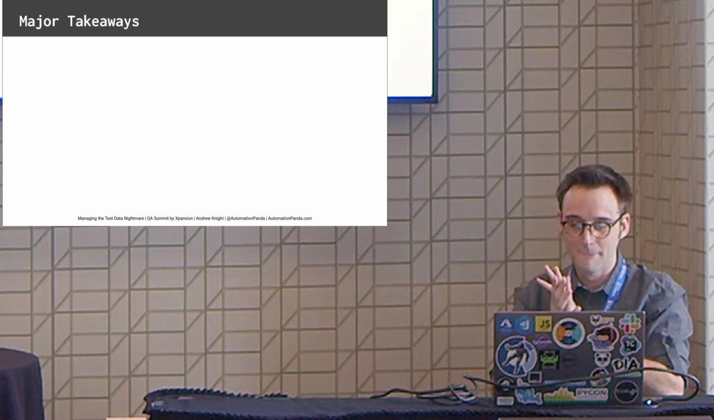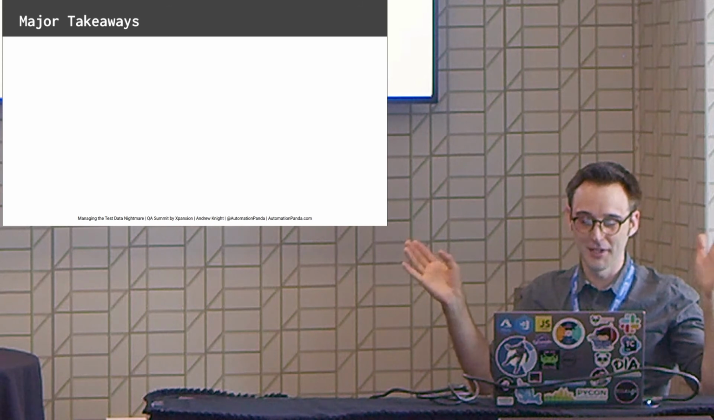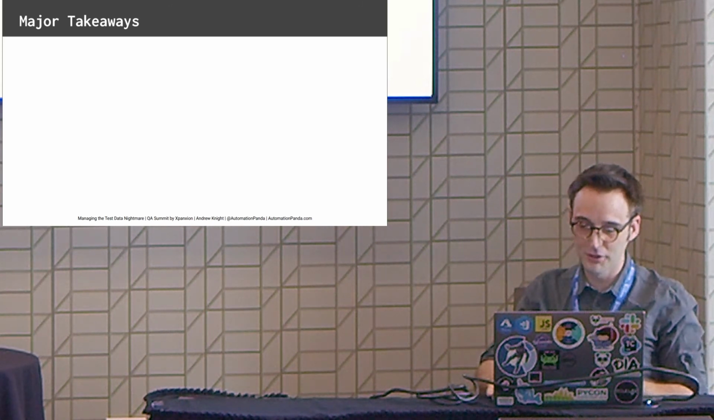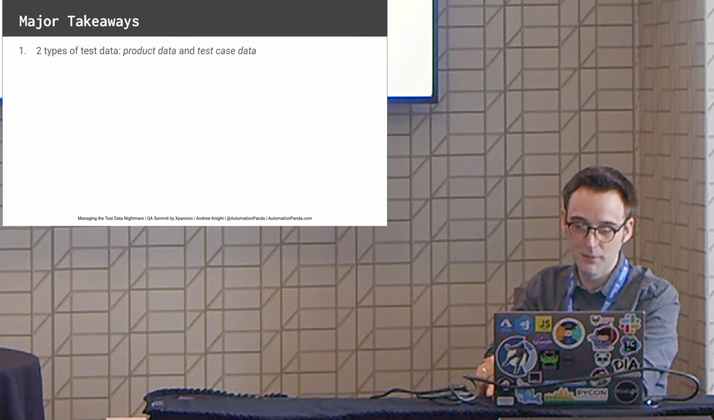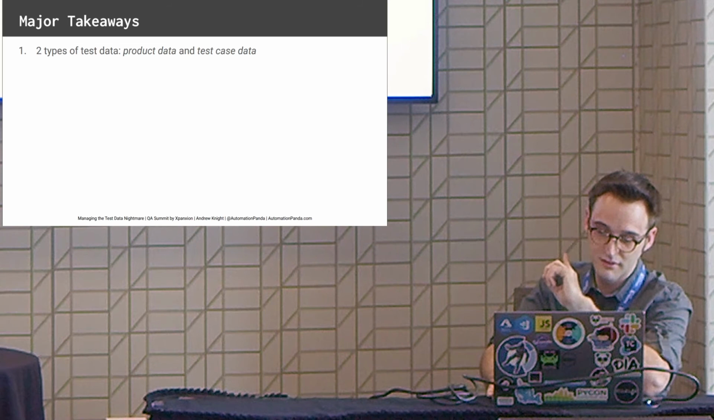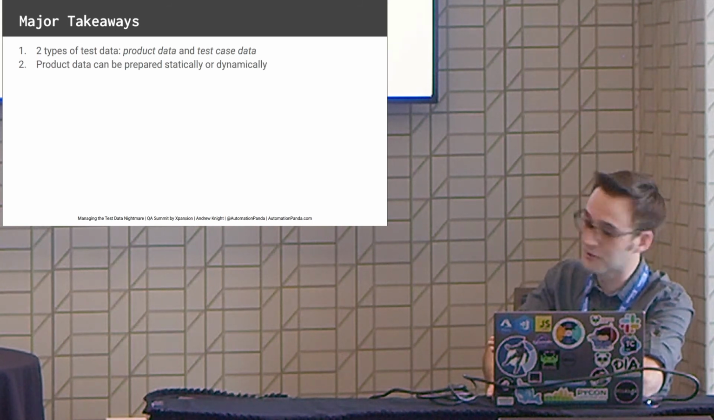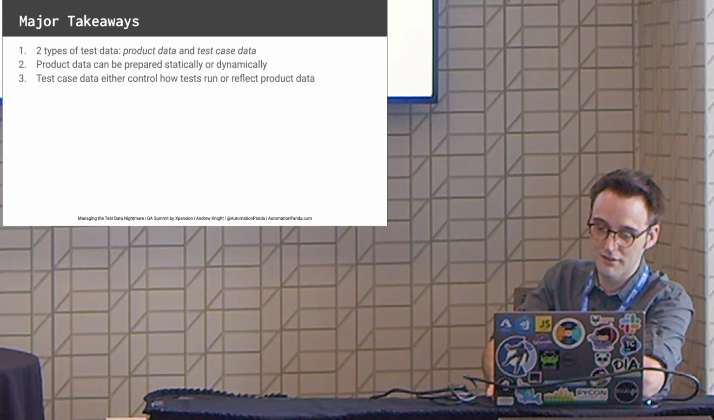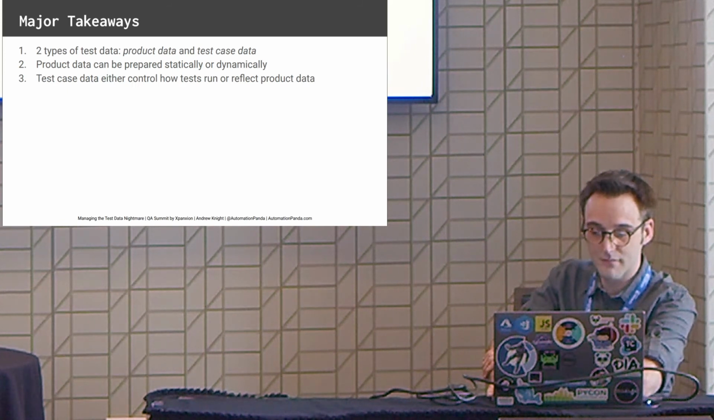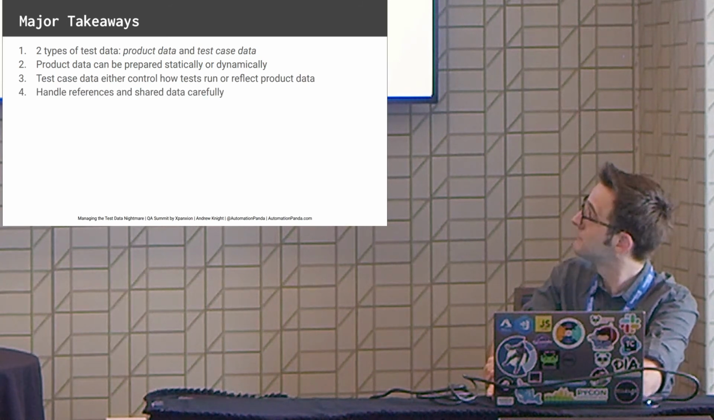So, boom, that's it. We have covered a lot of material about test data in this past half hour. Quick recap of what we learned. There's two primary types of test data: product data and test case data. Product data can be prepared statically or dynamically. Test case data either controls how tests run or reflects product data. And you should handle references and shared data carefully.